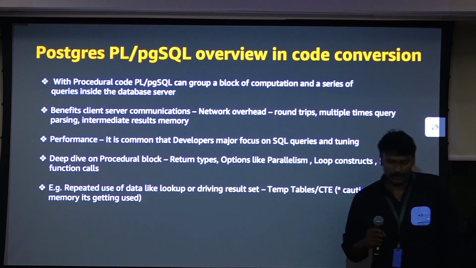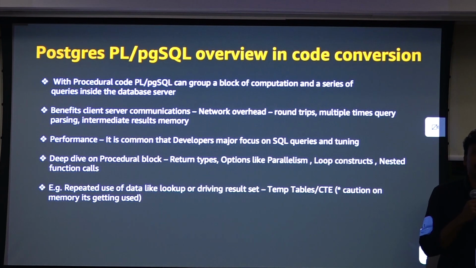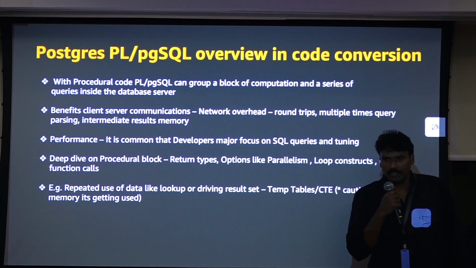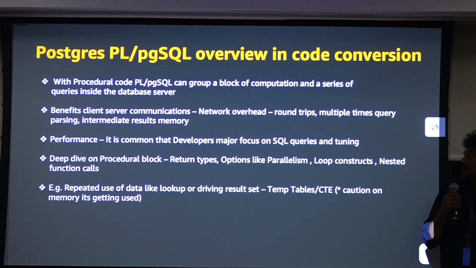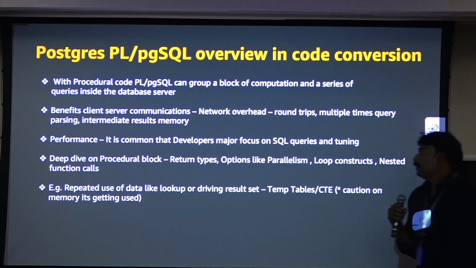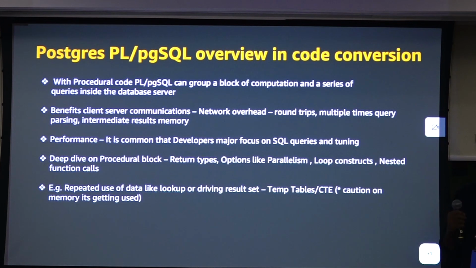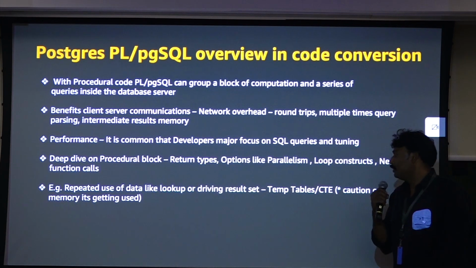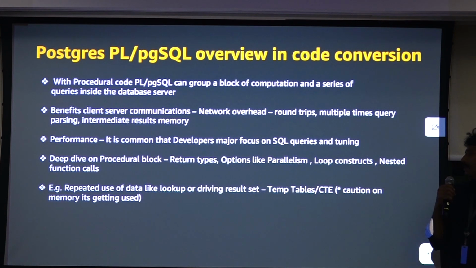When we look at performance as a DB developer, we mostly jump into the SQL queries, which is obvious. In this talk, I want to present a perspective that it's not only SQL tuning. Why can't we do a deep dive into the application logic or procedure code? You can look into the return types, the options available like parallelism, how the looping is organized, and what function calls are happening there. You can deep dive, tune, and get the performance benefit.